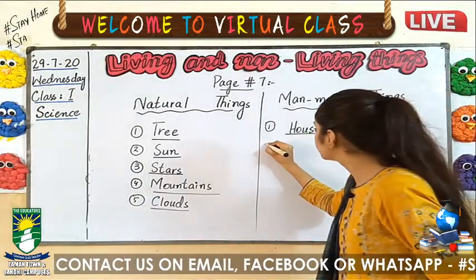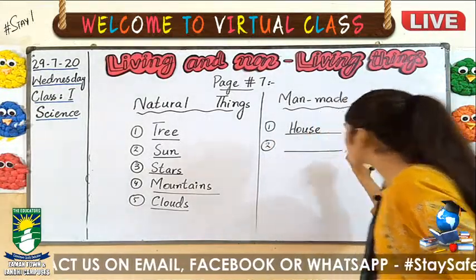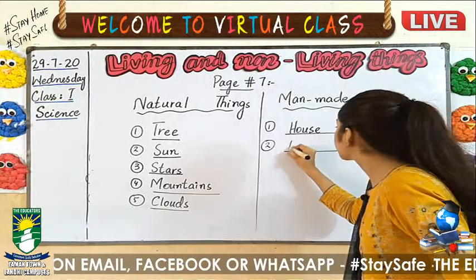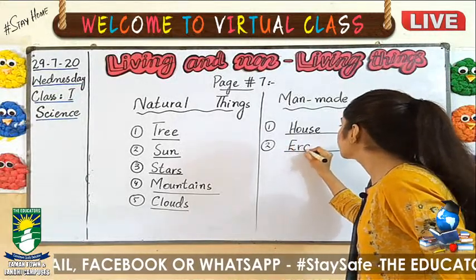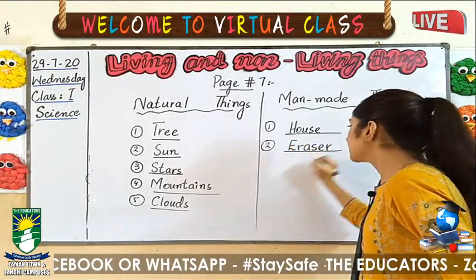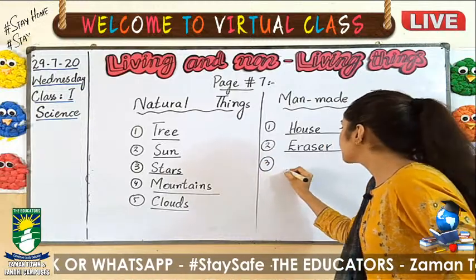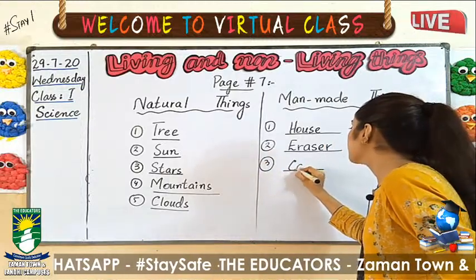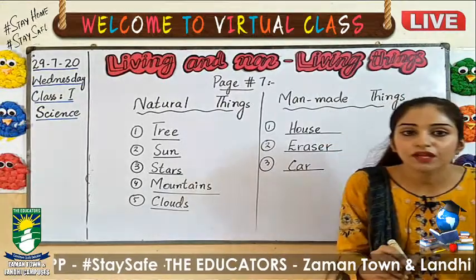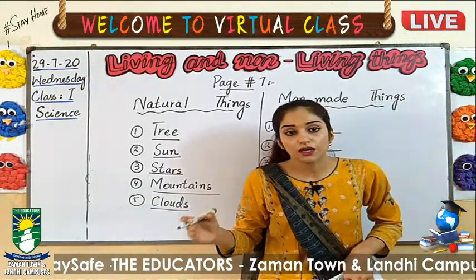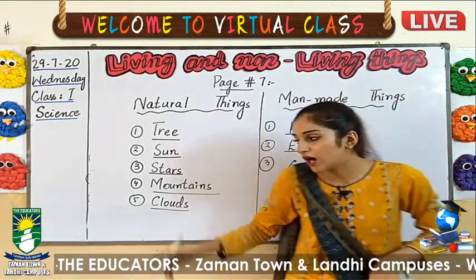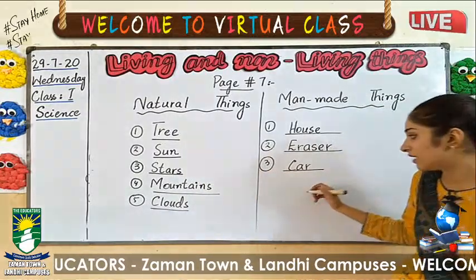Number 2. You can write eraser. Eraser is also a man-made thing. We can make erasers. Number 3, a car. Car is also a man-made thing. You know, there are very big companies, they make cars with the help of big machines. So cars are also man-made things.